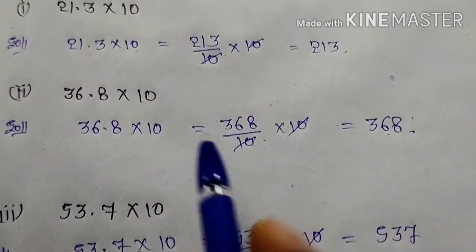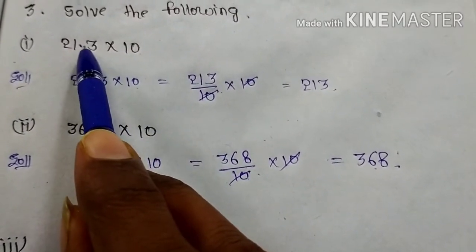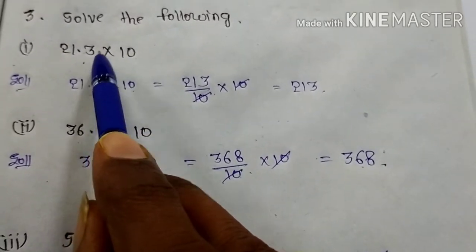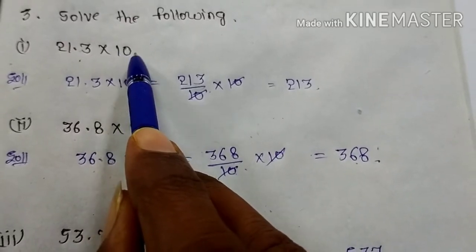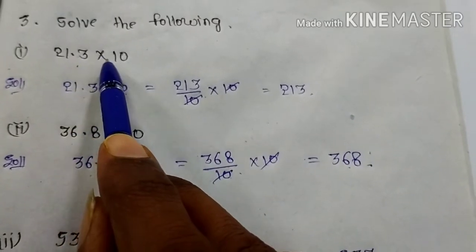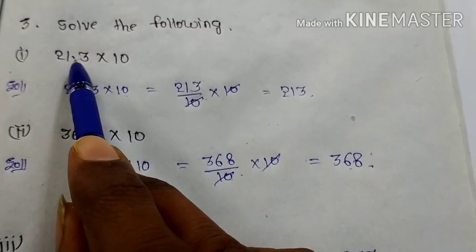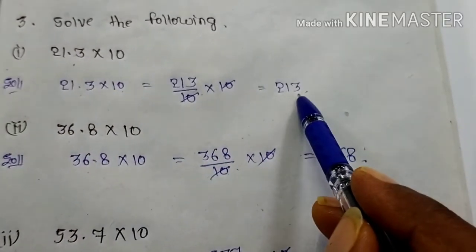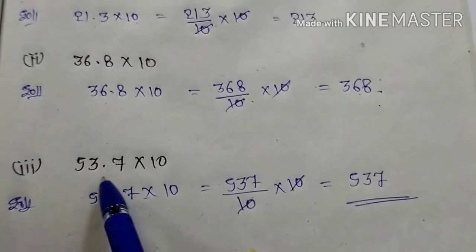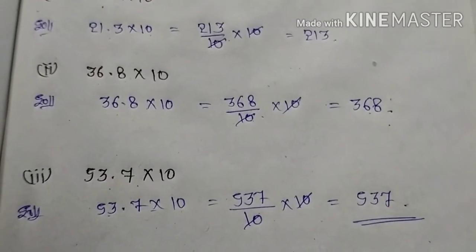Observe that multiplication of a decimal number with 10 means the decimal point moves to the right side one place. If there are 2 zeros, you shift the decimal point to the right side 2 places. Here only 10, so I shifted the decimal point to the right side only one place. Yes or no? 21.3 becomes 213, 36.8 becomes 368, 53.7 becomes 537. In the similar way, you can do the remaining.